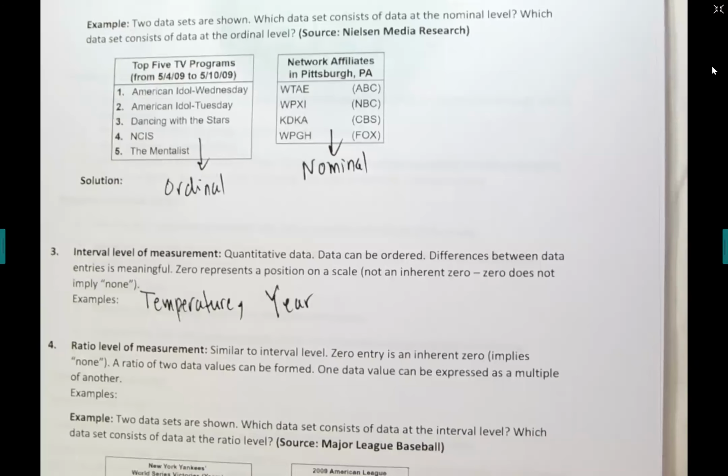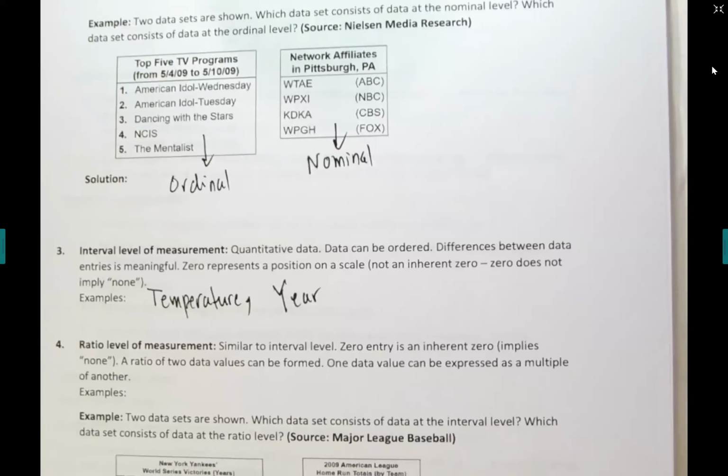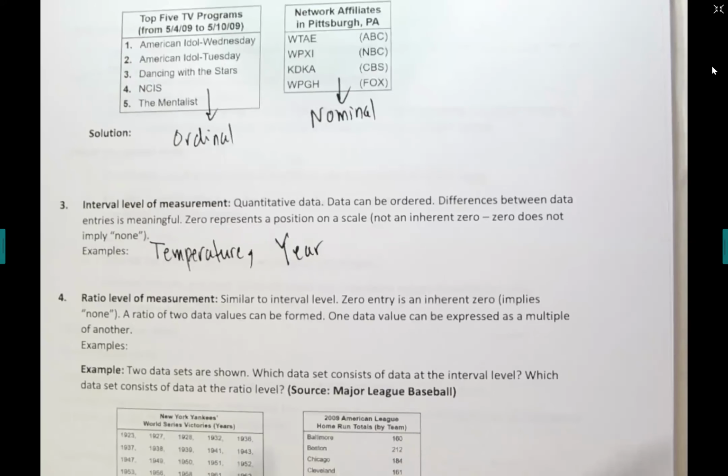That cannot happen. You can do differences, but you cannot say that if I have $10 and you have $5, I have twice as much as you. That doesn't work at the interval level. That's what I'm trying to say. This is where it takes us to the ratio level of measurement. That's the last one. That's the most important one.